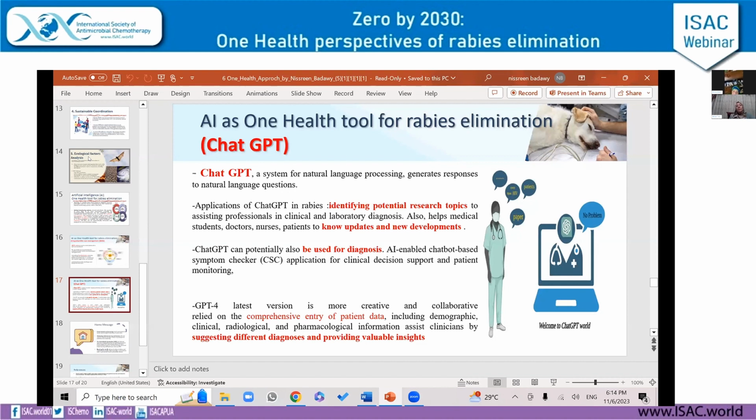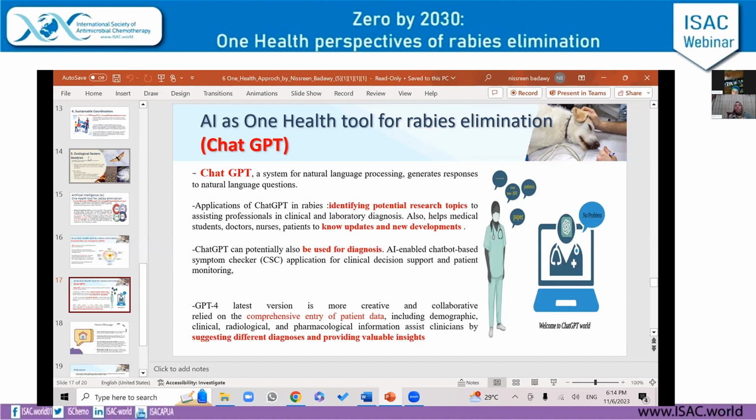It permits us to enter multiple patient data regarding all demographic data, the clinical history, the present history of the patient, and the exposure environmental surrounding. It connects these data, analyzes the data, and assists the clinician by suggesting different differential diagnoses and giving suitable treatment and management strategies.